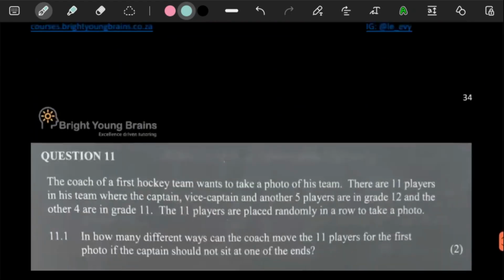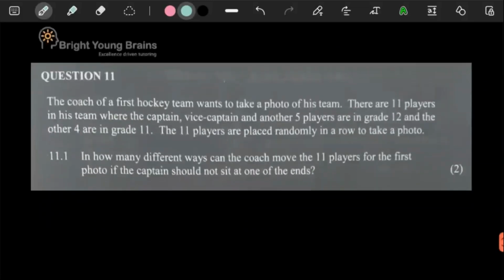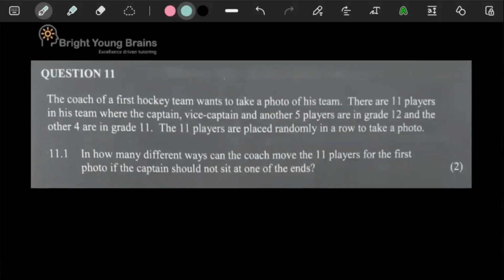The next one, we can move on to the next question. Question 11 says the following. A coach of a first hockey team wants to take a photo of his team, the 11 players on his team. The 11 players in his team were the captain and vice captain, and other 5 players are in grade 12 and the other 4 are in grade 11. So it's 5 plus 4, that's 9. 9 plus the vice captain and the captain gives 11. The 11 players are placed at random in a row to take a photo. In how many different ways can the coach move 11 players for the first photo if the captain should not sit on one of the ends?